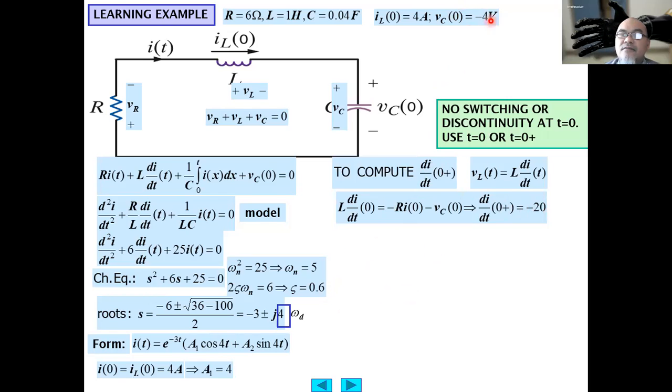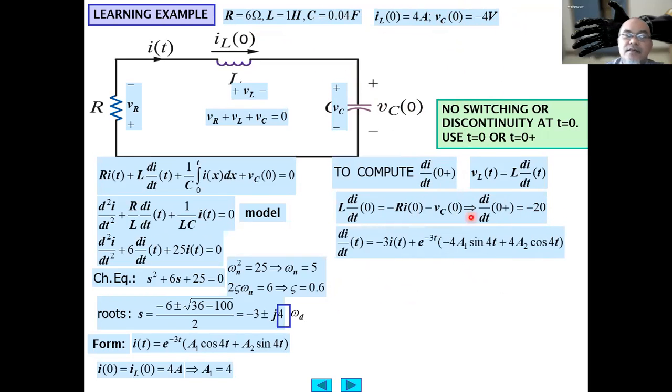Calculating from here, this is minus 4. The R is 6 ohm times 4, 24. Minus 24, then minus minus 4, so minus 24 plus 4 equals minus 20.